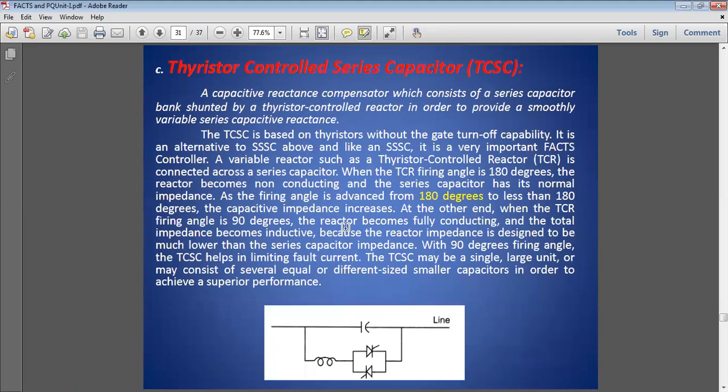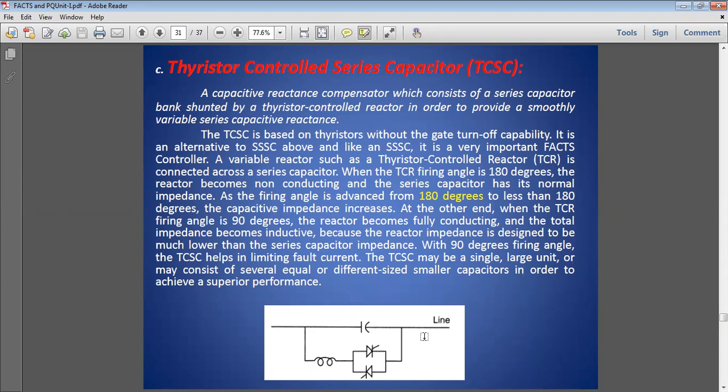Now, thyristor controlled series capacitor. Earlier we have discussed the thyristor controlled shunt compensator, isn't it? Either it is an inductive type or it may be a capacitive type. Similarly, thyristor controlled series capacitors are there. Earlier we found the thyristor switched capacitor.